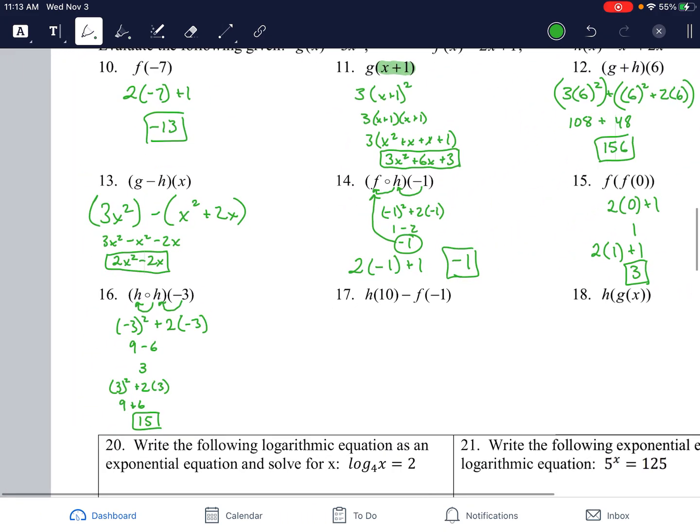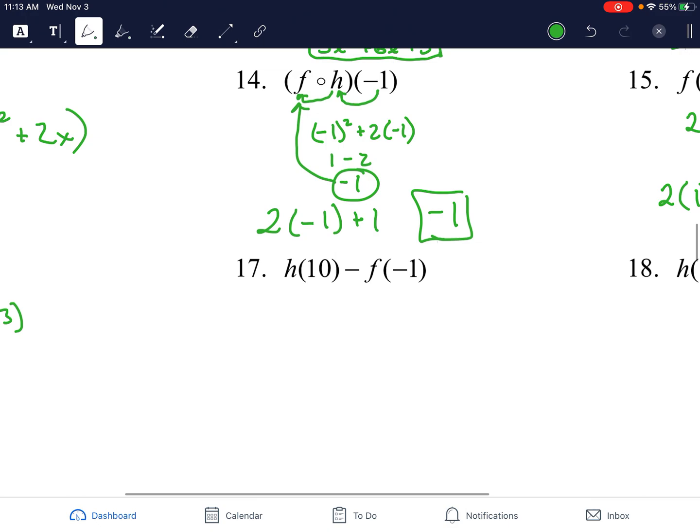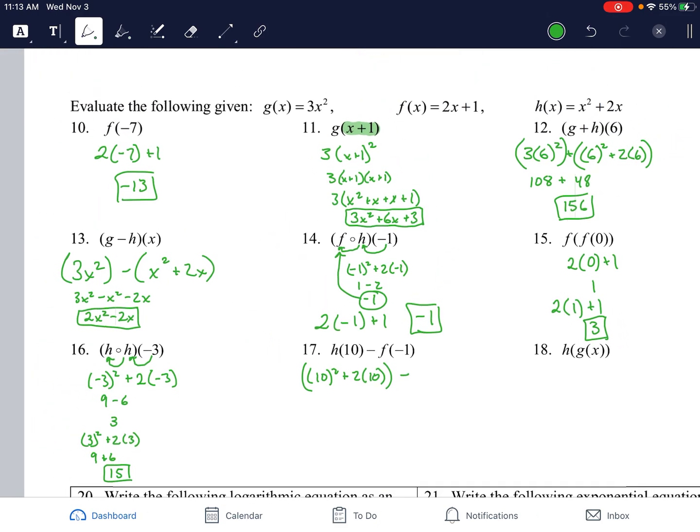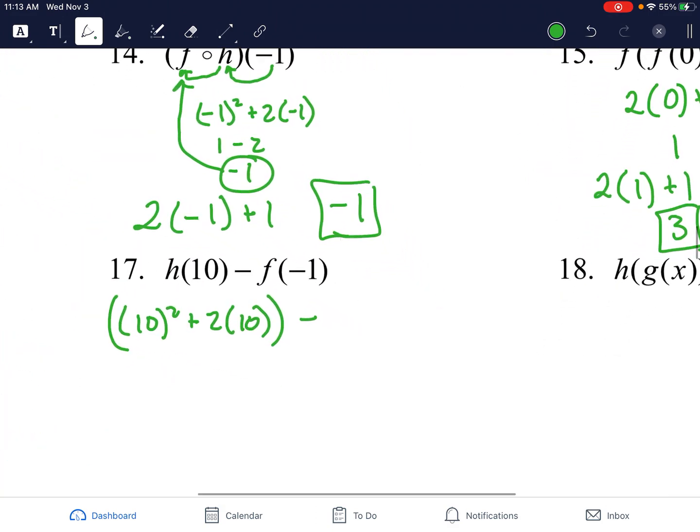So h of 10. We have 10 squared plus 2 times 10, and I'm going to put this all in parentheses, minus f of -1. f is 2x plus 1, so 2 times x, which in this case is going to be replaced by -1, plus 1, in big parentheses.